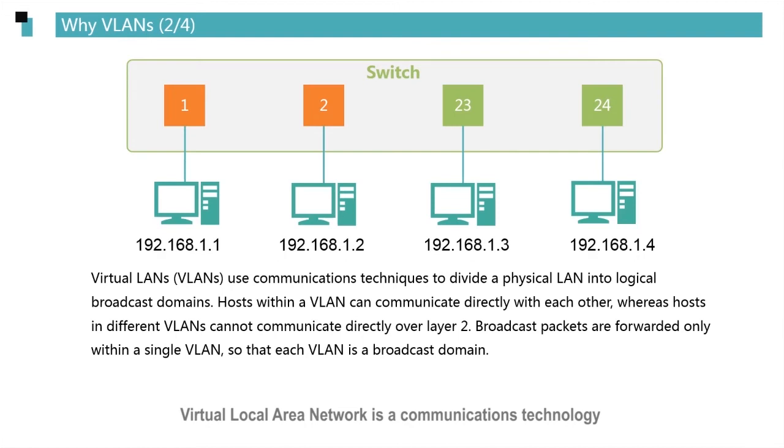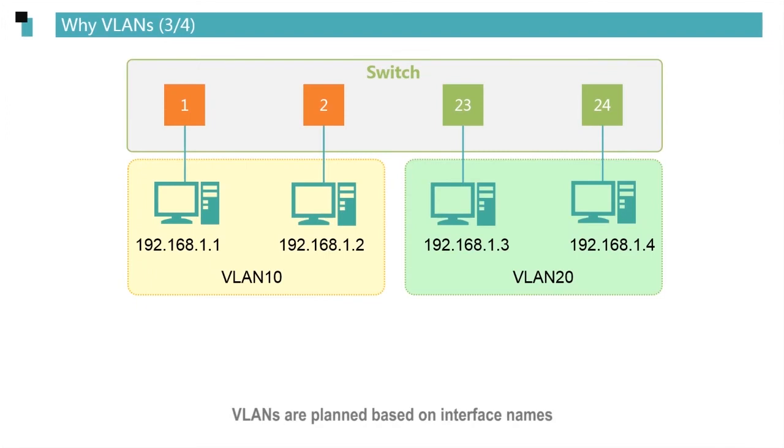Virtual Local Area Network is a communications technology that logically divides a physical LAN into separate logical broadcast domains. Hosts within a VLAN can communicate directly, whereas devices in different VLANs cannot. VLAN limits the size of a broadcast domain, limiting the number of hosts that receive broadcast frames. VLANs can be planned on switches based on various parameters, such as ports. In the preceding figure, VLANs are planned based on interface names.